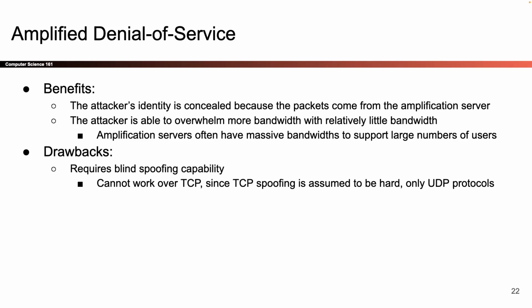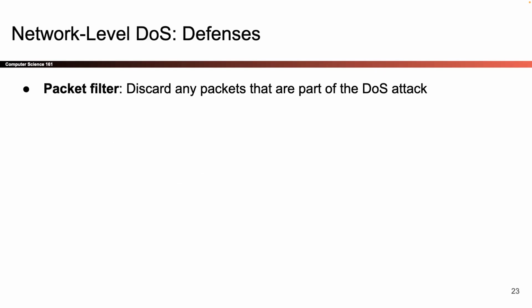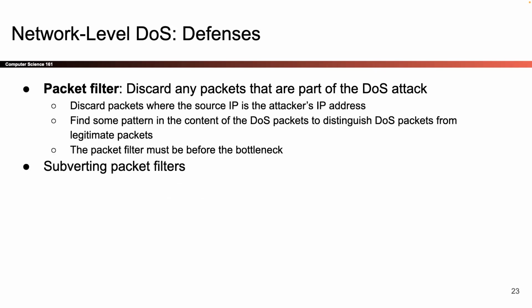Okay. Amplification, pretty cool. So now let's talk about how you would defend against network level attacks. So one possible idea is, because these are happening over the networking layer, and I have all these packets streaming in, and I have to figure out which ones are good and which ones are bad. Well, maybe I need to somehow come up with some sort of filter that says, these packets are good, these packets are not.